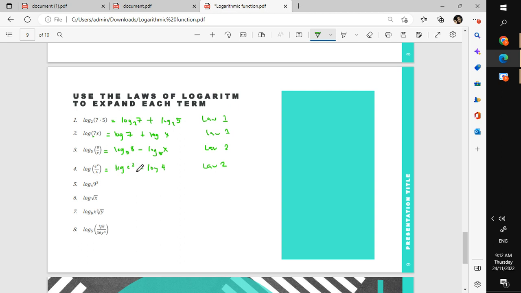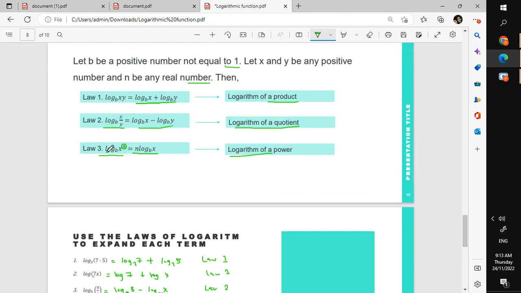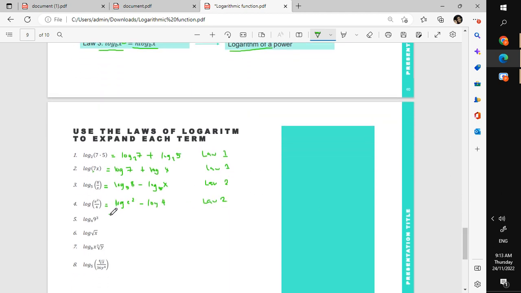So are we going to stop in here? Not yet, because we still have e squared, which can be simplified using our law number 3, the logarithm of a power. The exponent in here will be moved before your log, and then you copy the minus log of 4. So our final answer would be 2 log of e minus log of 4, and that is done using our third law.